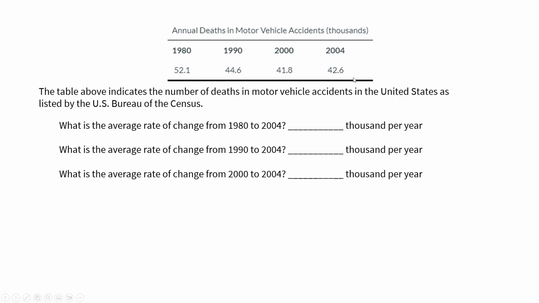accidents in the thousands. So this would be like 52.1, which is 52,100. And you're asked to find the average rate of change for various time frames. So from 1980 to 2004.